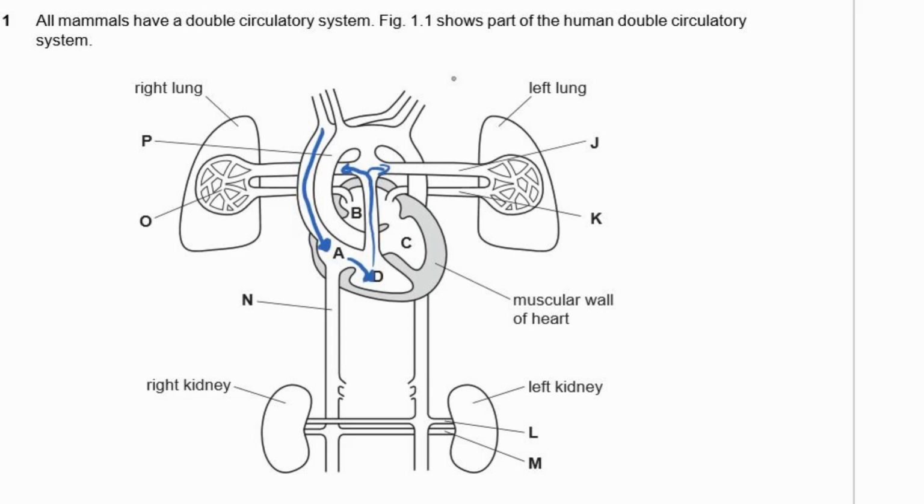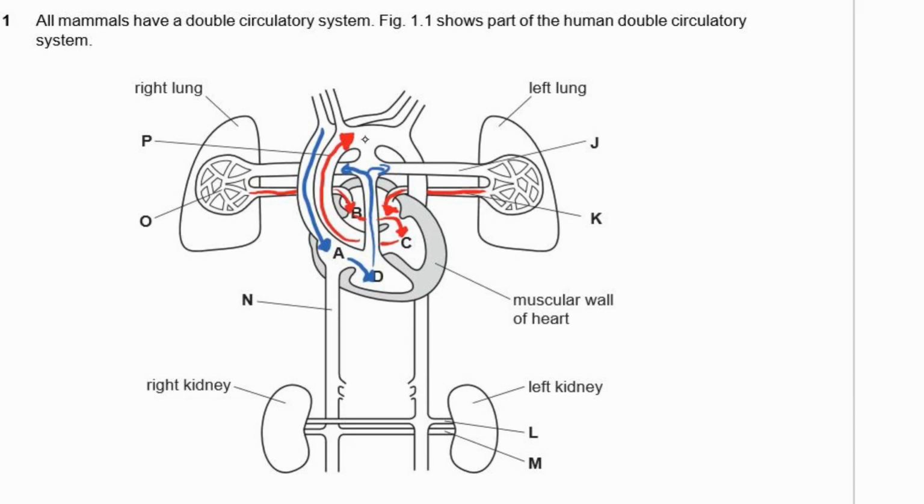Then in the lungs it becomes oxygenated and blood re-enters, just going behind that vessel into B, and this side also enters into B. That's the same chamber, so then they both go down into C. Then this chamber contracts and pushes the oxygenated blood out all the way to everywhere else in the body other than the lungs. So that is blood flow through the heart and through the lungs.